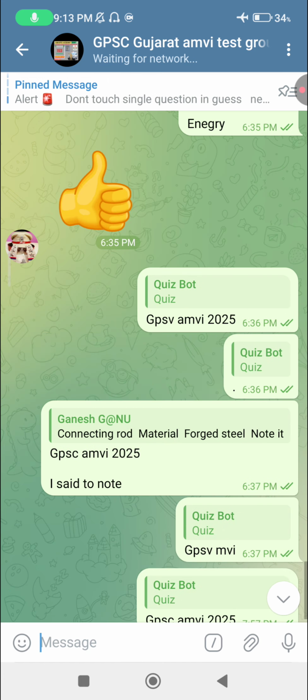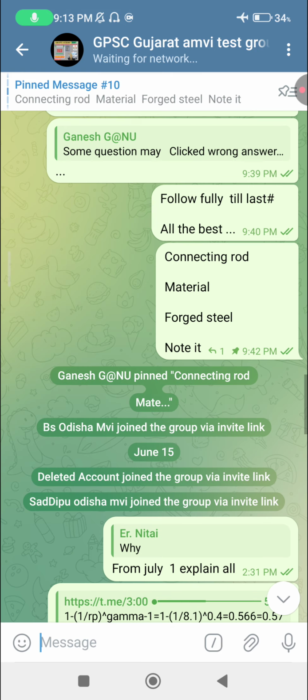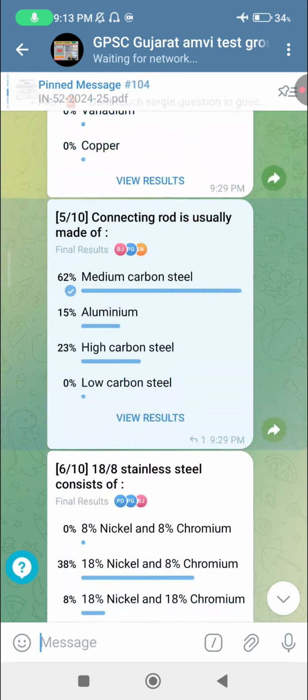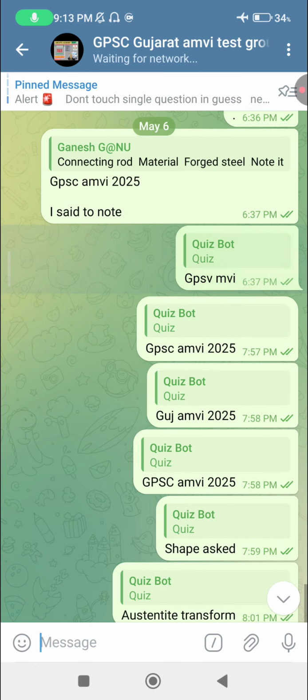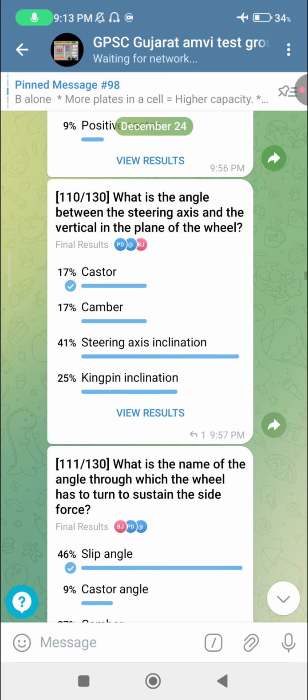GPSC AMVI 2025, I said to note. See, connecting rod material is forged steel. I said when they were tested, I told you to note it. Note it in your notes. It has come. Medium carbon steel, both are right. Medium carbon steel, forged steel. Depends upon the options and you should answer. See, the angle between the steering axis and the vertical in the plane of the wheel is nothing but the caster angle.